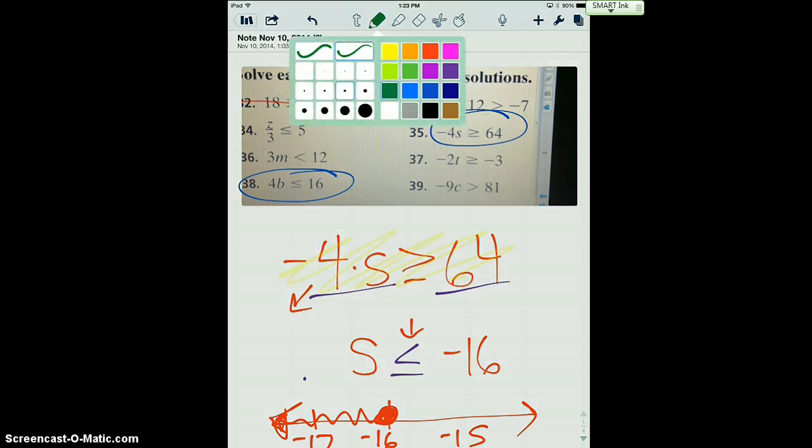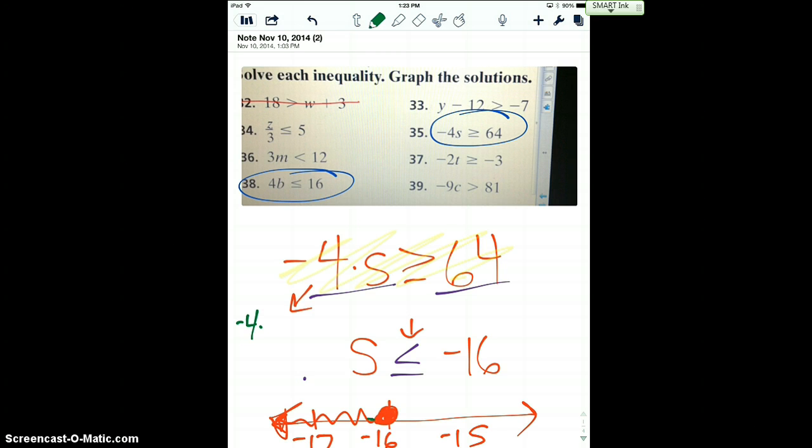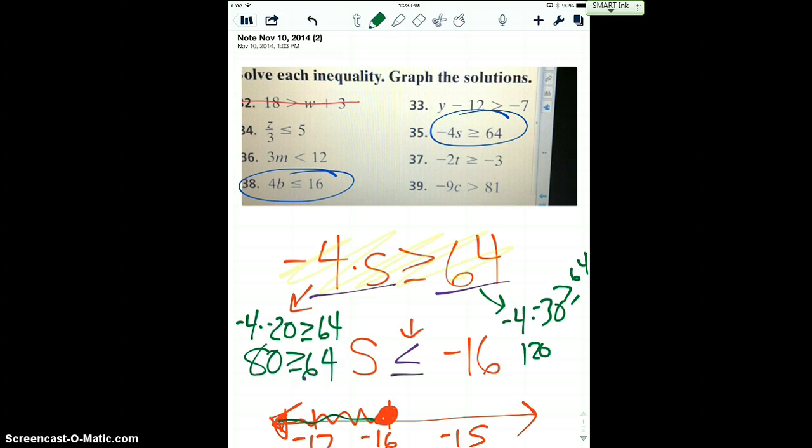Negative 4 times something that is over here. Let's try like negative 20. Is that greater than or equal to 64? Yes, because 80 is greater than 64. If I try another one, like negative 4 times negative 30, is that going to be greater than or equal to 64? Well, yes, because that's 120, which is greater than 64. Okay, so I wanted to make sure you could see the difference between those two.